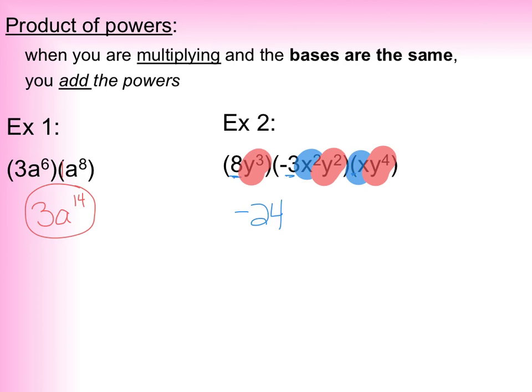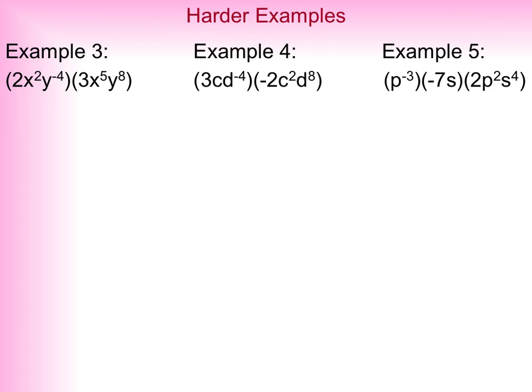So I can only put them together if they're like bases. So we'll do alphabetical order. That would just be your standard form. So I have x to the second times x to the first. That would be adding the exponents to get x to the third. And then your y's, you've got 3, 2, and 4. So when we add those, it's going to end up being y to the ninth. So final answer, negative 24 x to the third y to the ninth.